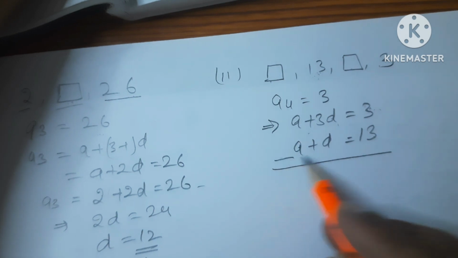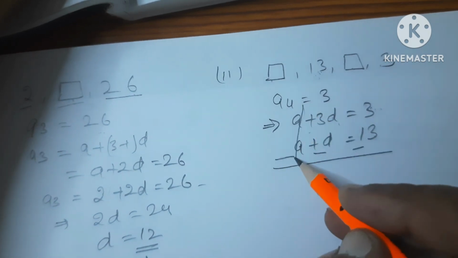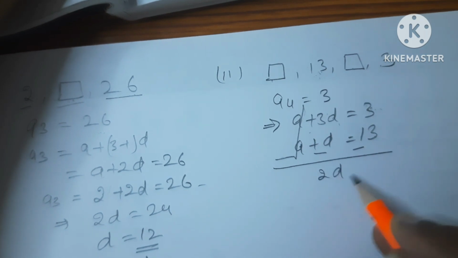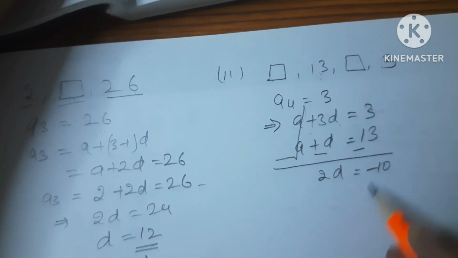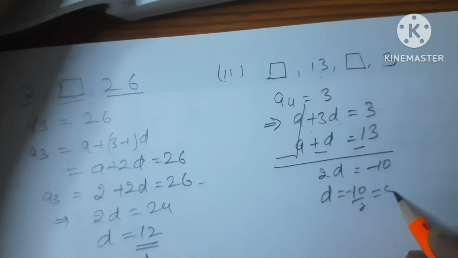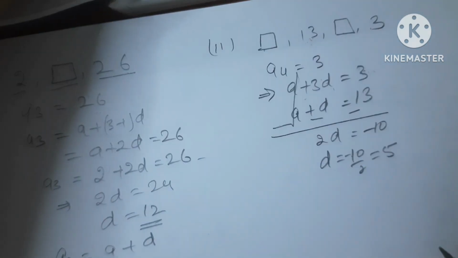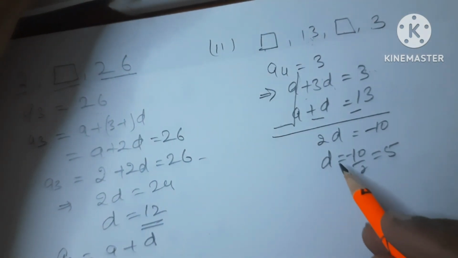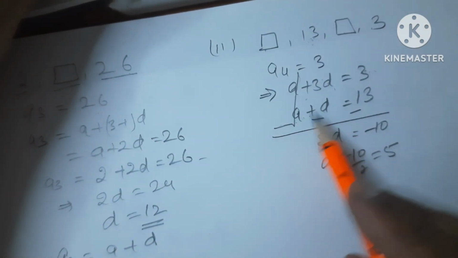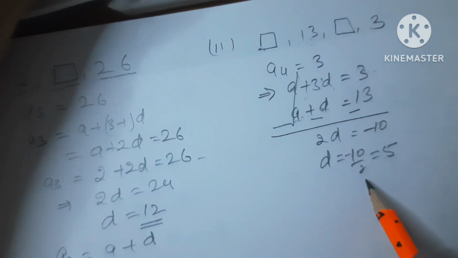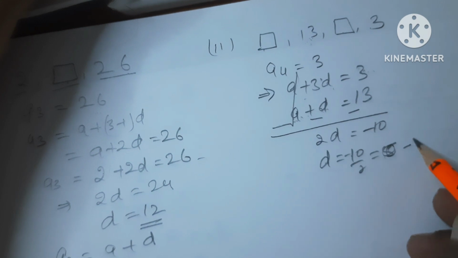We will subtract: minus, minus, minus. This cancels, and we are left with 2D, which is equal to minus 10. D is equal to minus 10 by 2, which is minus 5. So we'll put the value anywhere, over here, or this or this. Let us put over here. D is equal to minus 5.